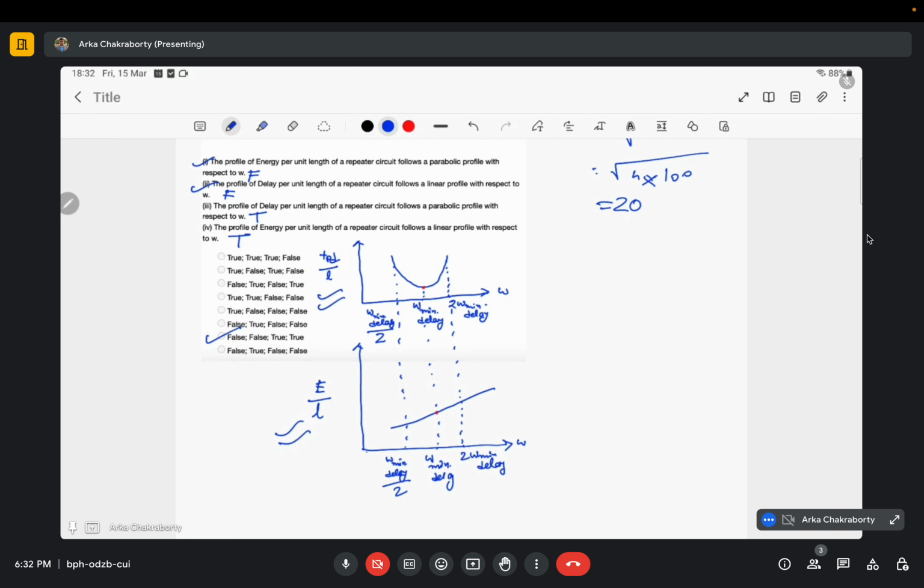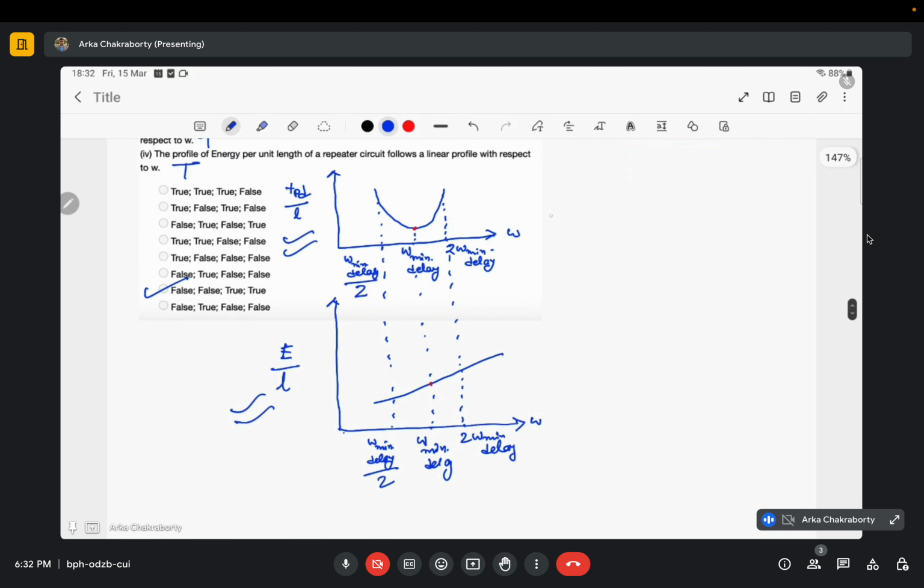Now, if you remember the expression of energy per unit length, what was it?